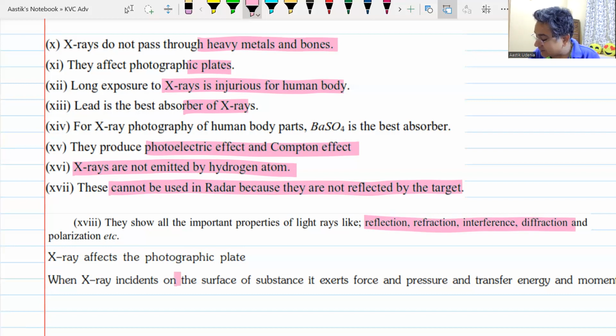When X-rays are incident on a surface, they will exert pressure on the surface. In the last to last class, we had seen the pressure exerted by radiation on the surface. So whatever we have studied there is also applicable for X-rays. We understand this? Yes, sir. Note them down first.